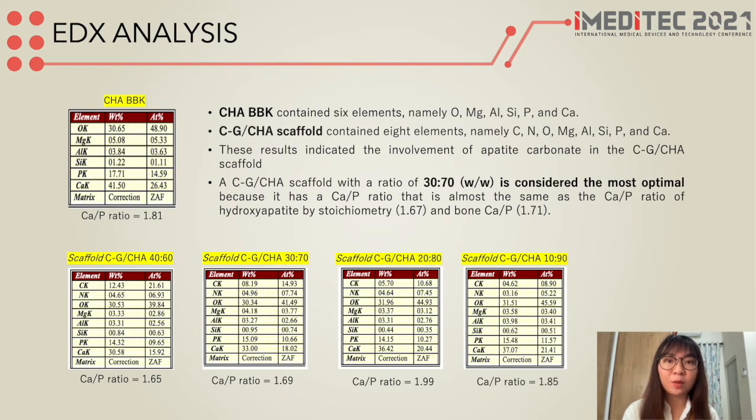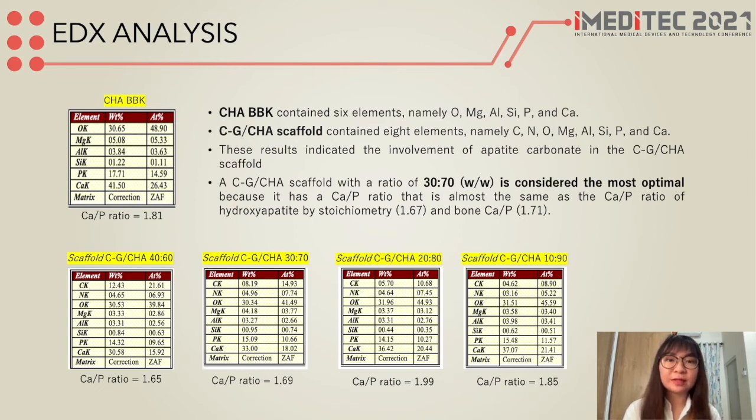Based on the result of EDX analysis as shown in the figure, carbonate hydroxyapatite contains 6 elements, namely oxygen, magnesium, aluminium, silicon, phosphate, and calcium. Moreover, there were 8 elements contained in the composite scaffold, namely carbon, nitrogen, oxygen, magnesium, aluminium, silicon, phosphate, and calcium. These results indicated the involvement of carbonate hydroxyapatite in the composite scaffold.